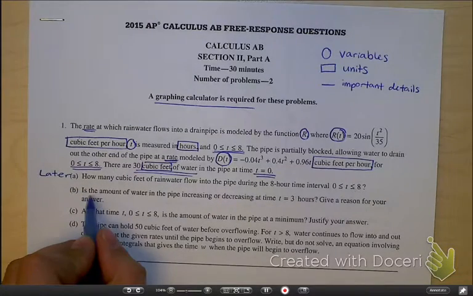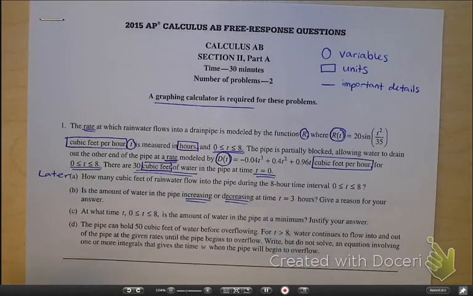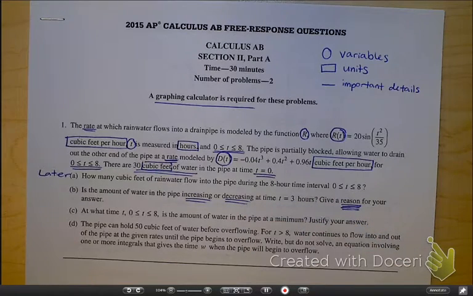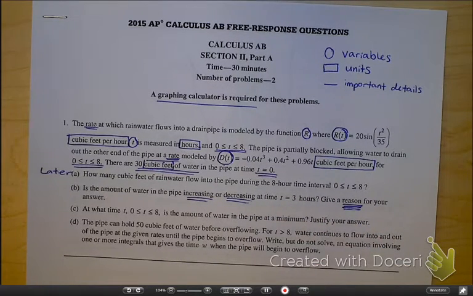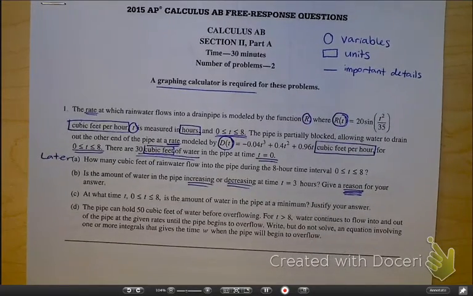The second one, is the amount of water in the pipe increasing or decreasing at time t equals 3? And don't forget to give a reason, all right? If you don't give a reason with your answer, you are not going to get full credit for this. So, is the amount of water in the pipe increasing or decreasing?